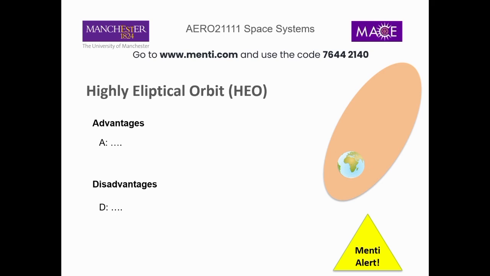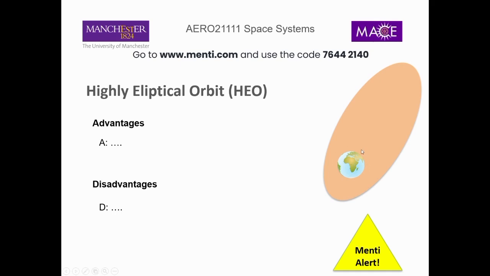Highly elliptical orbits are really good for specific purposes, but they can have advantages and disadvantages as well. So long orbital periods and long dwell times. So exactly that. As you move around your orbit, you're going to slow down at your apogee. So you're going to spend a long time passing over whatever is below your apogee, right? But equally, as you go at your low perigee, you're going to be quite close to the Earth. So you kind of can get the advantages of both.